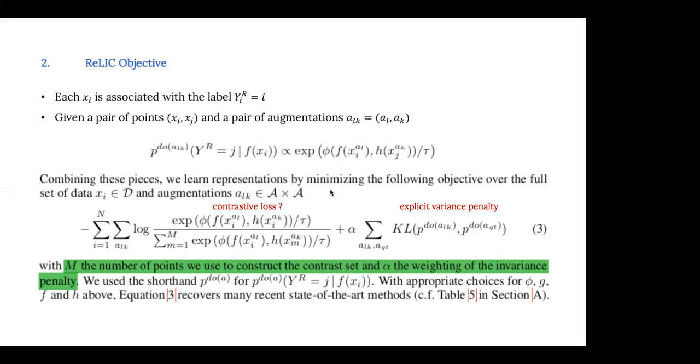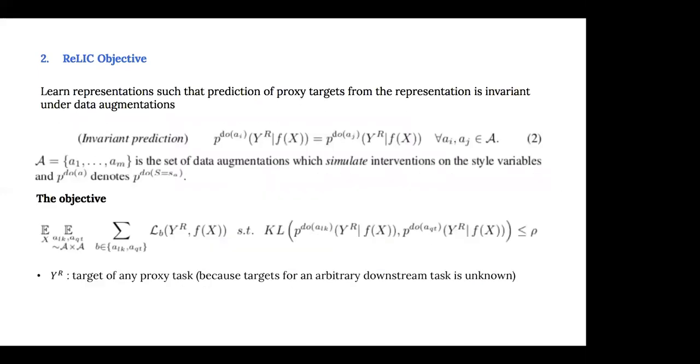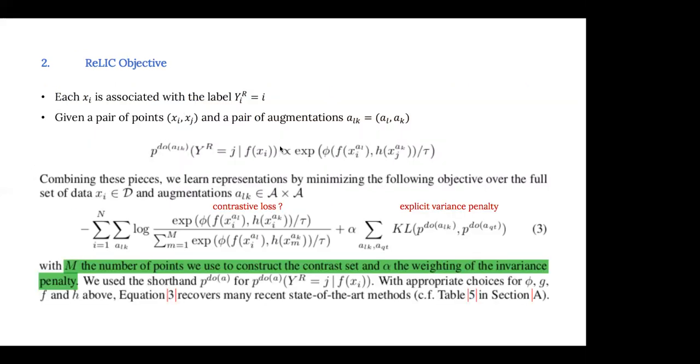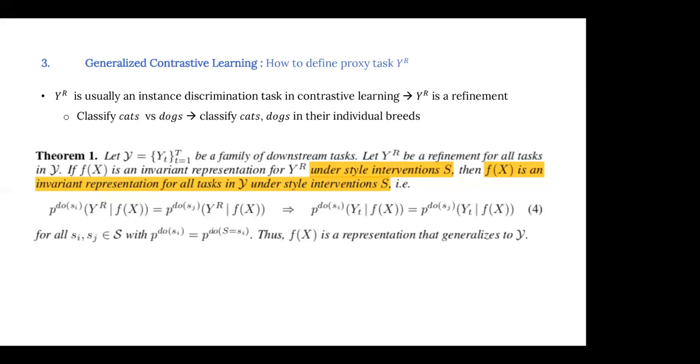It's like in the paper, they say it's like the regular contrastive loss, which I assume you guys are familiar with. So they're basically trying to maximize the differences between these two. At the same time, they're trying to minimize the KL divergence between these two distributions, consistent with what we see here, right? This should remain the same under different interventions.